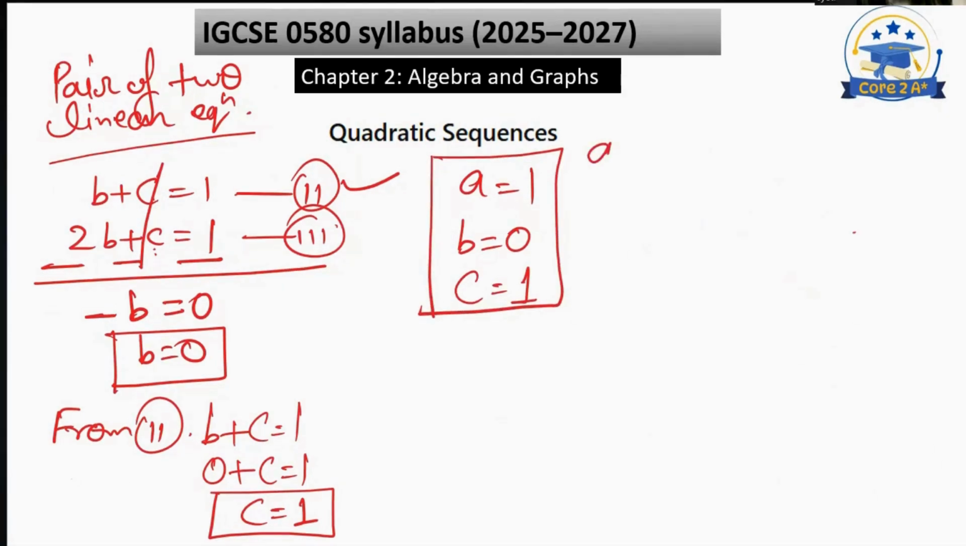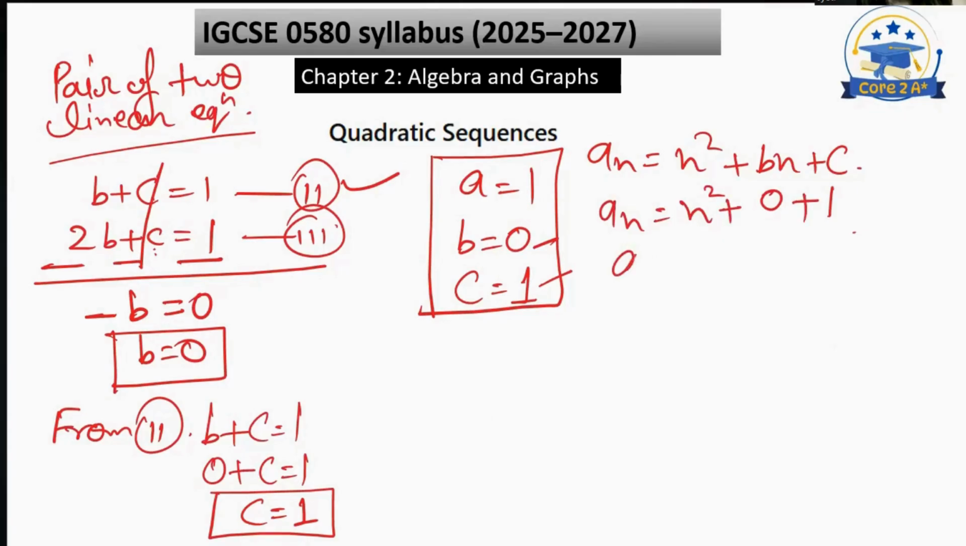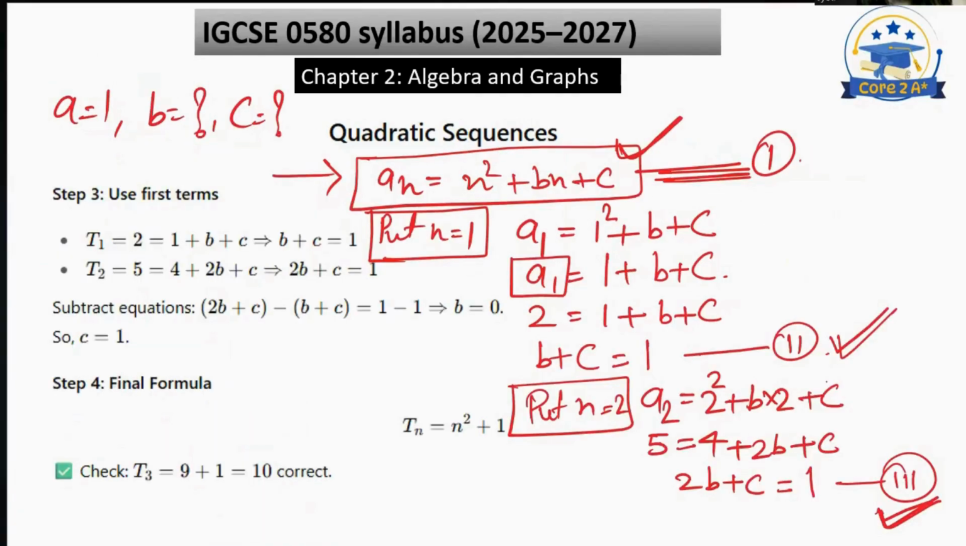Equation number 1, An equals n square plus Bn plus C, right? Put the values of B and C, because A I have already put. B is 0, C is 1. So An equals what? n square plus 1. Right? This is the nth term of this quadratic sequence. Nth term, Tn or An, whatever, n square plus 1.